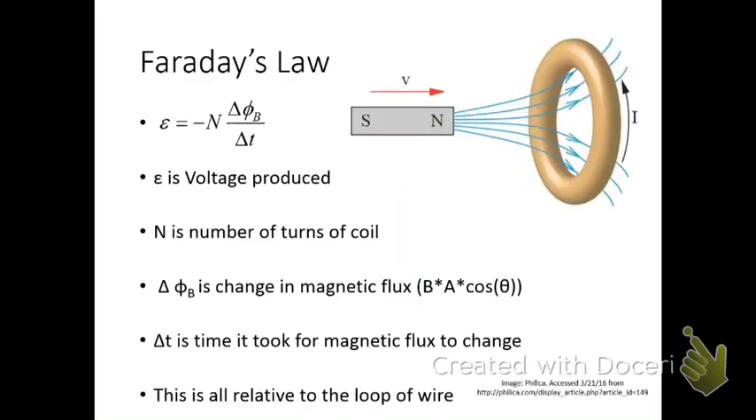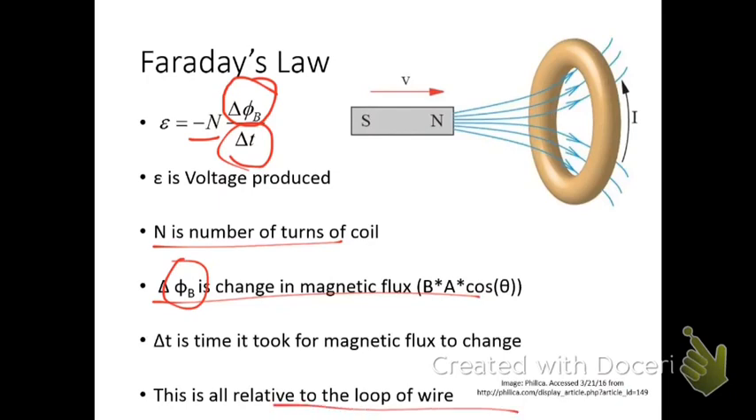And then we talked about Faraday's law. Faraday's law tells me the type of voltage I can get from a changing magnetic field in a coil of wire. And that is found to be negative N times the change in magnetic flux over the change in time. So, epsilon, that's going to be the voltage that's produced. N is the number of turns of the coil that makes that up. That's the Greek letter phi, phi sub B. That's the change in magnetic flux. And this is all relative to the loop of wire.